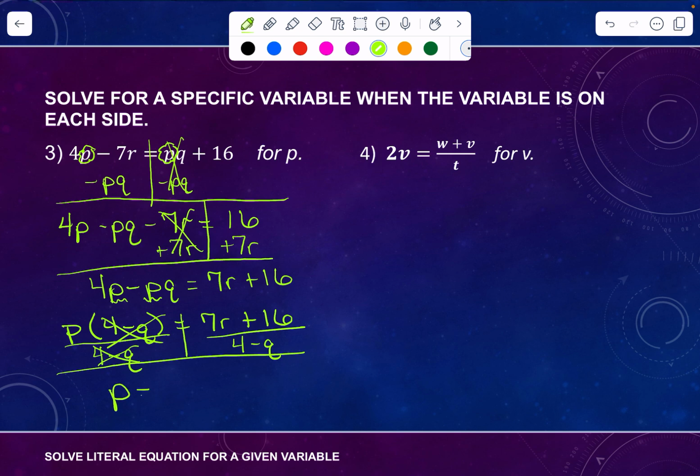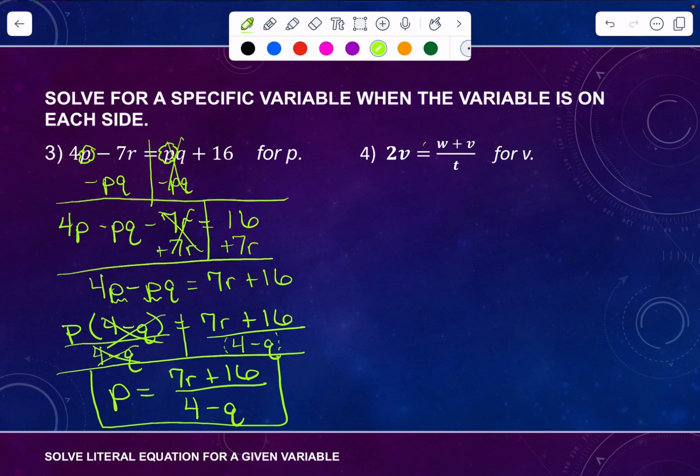Now, you'll notice I wrote that different than the last two because that's a grouping, so we can't break that apart. So I have 7r plus 16 over 4 minus q, and that would be my final answer. Okay, let's take a look at number 4.